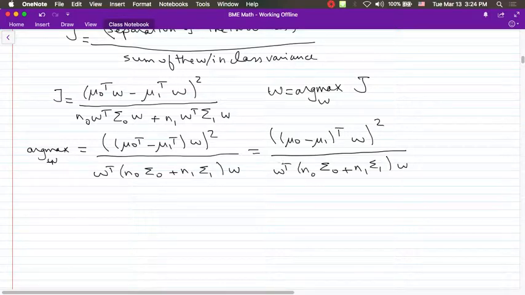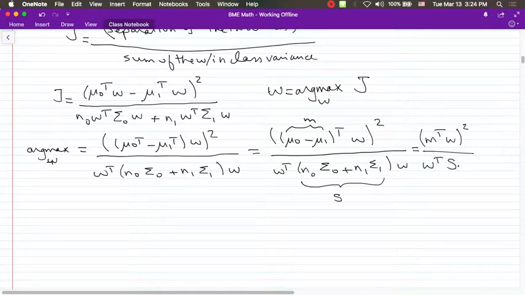So I'm going to give some intermediate variables for us to consider. Let's call this M. Let's call this S. So M is the differences in the means. S is the weighted variances of my system. So J is equal to (M transpose W) squared divided by W transpose SW. So we want to find the W that maximizes this quantity.